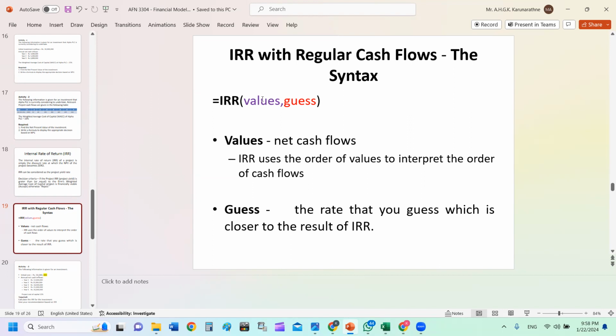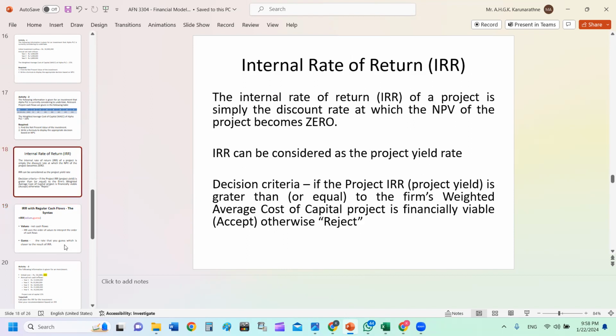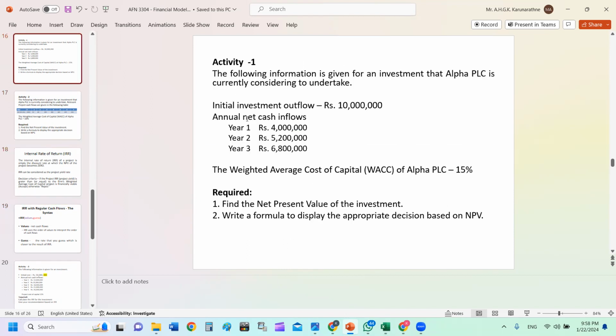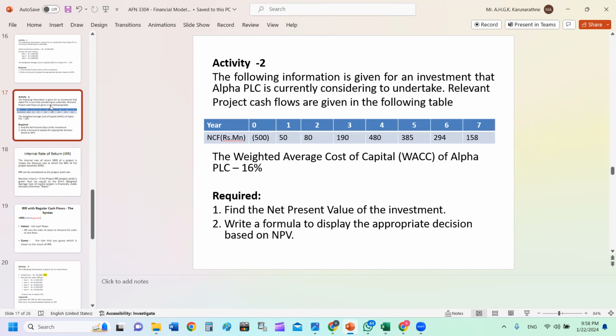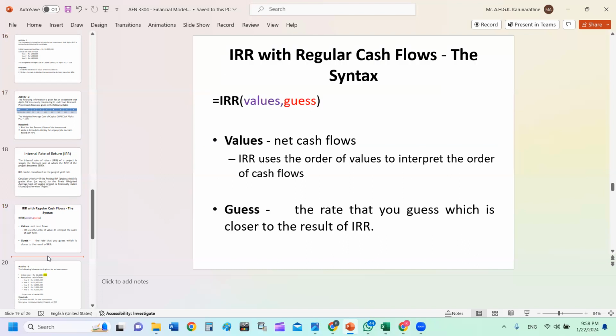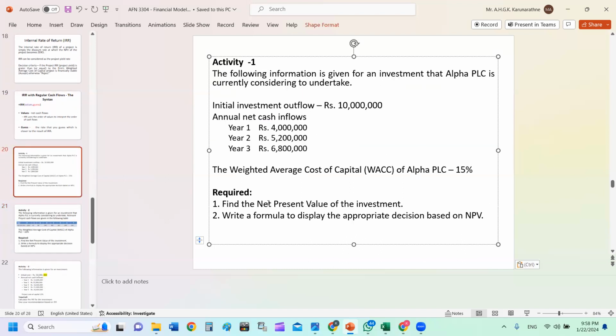That is all, right? Okay, so we'll see how to compute IRR using the same information. Copy this and this both for calculation. Same scenario. Find the IRR, right? Compute the IRR of the project. Write the formula to display the appropriate decision, this time not based on NPV, but based on IRR.